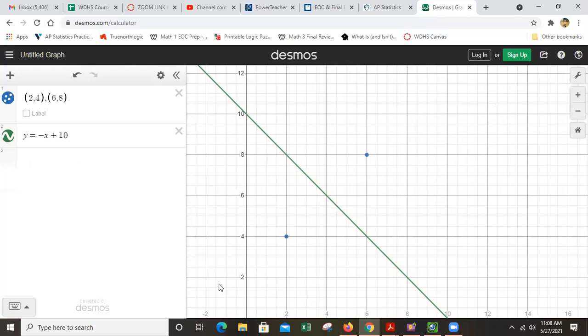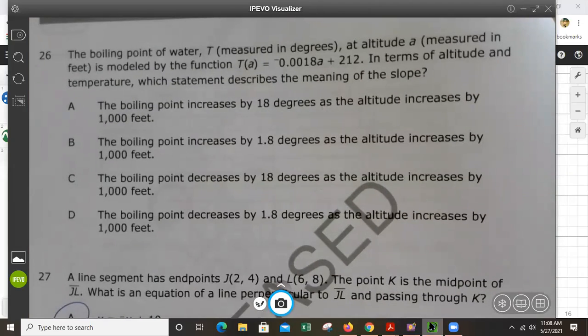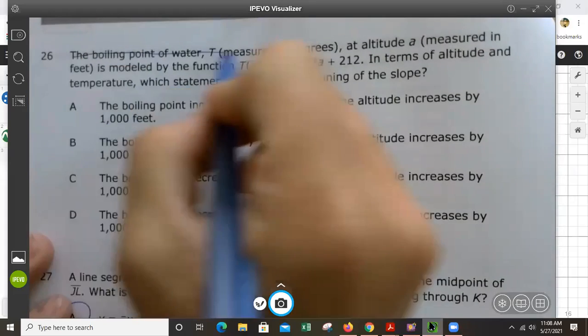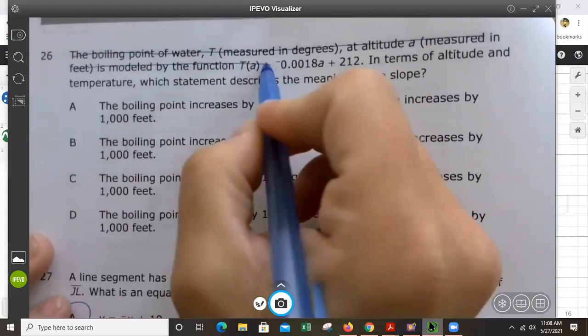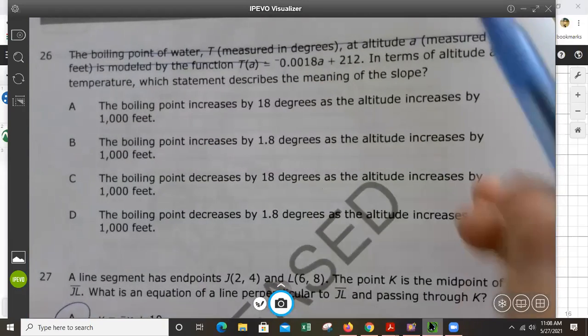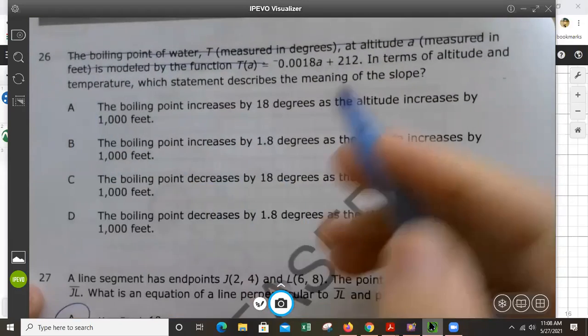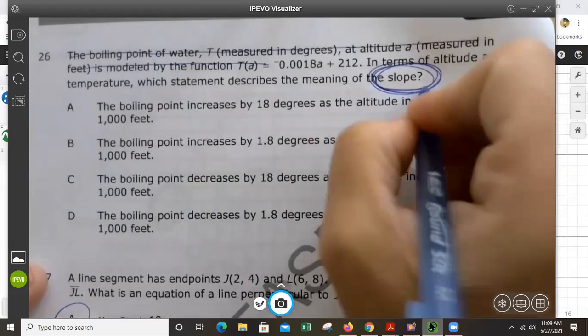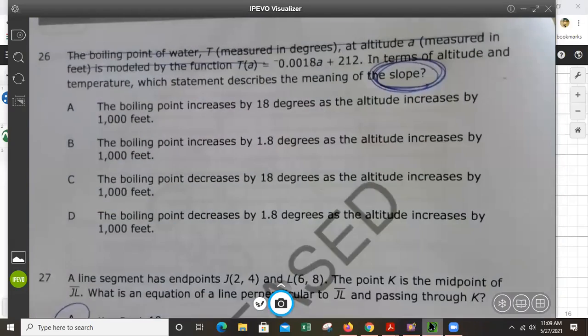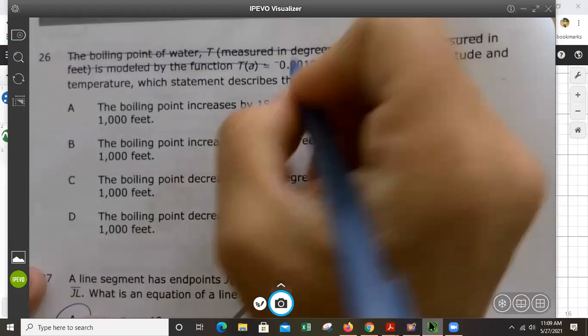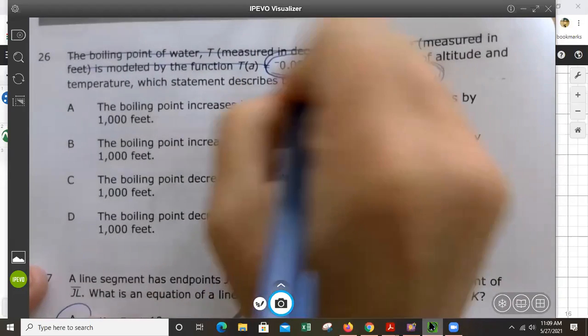Look at 26. The boiling point of water T is measured in degrees at altitude A, measured in feet, modeled by the function T of A equals negative 0.0018 A plus 212. All of this, guys, is just telling you where this formula came from, okay? It says in terms of altitude and temperature, which statement is the slope? So which one of these two numbers is the slope? The negative crazy number, right?